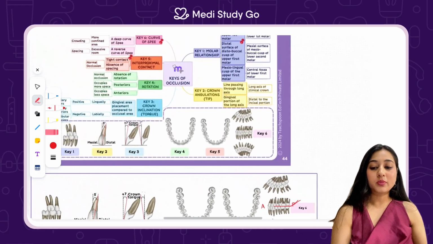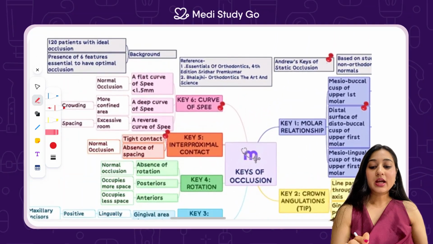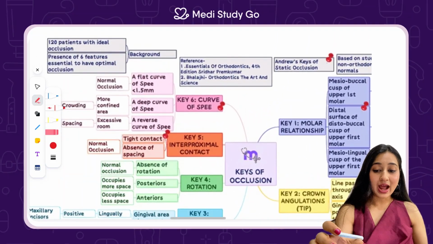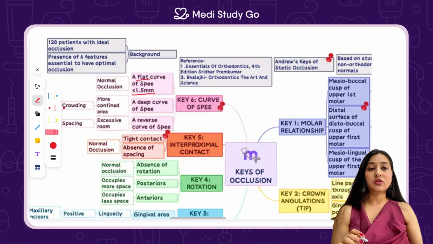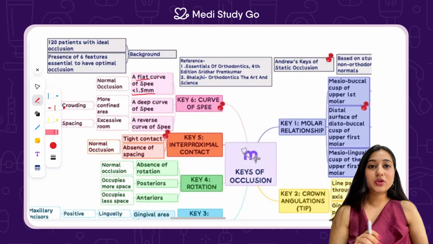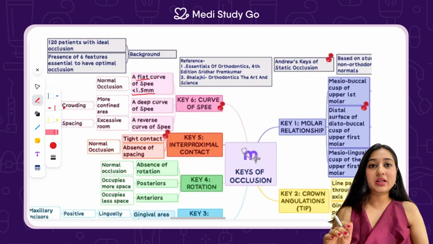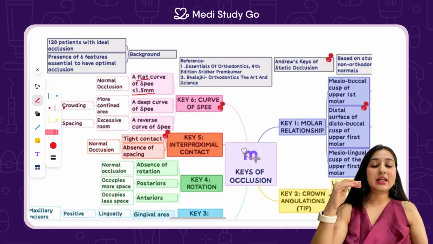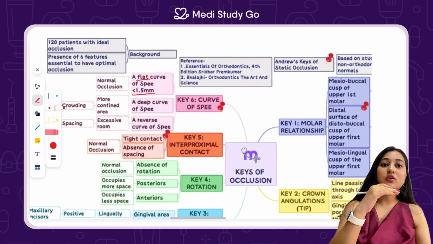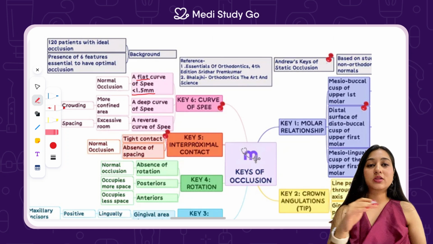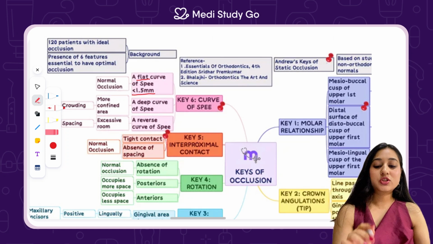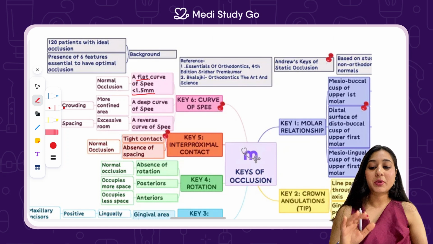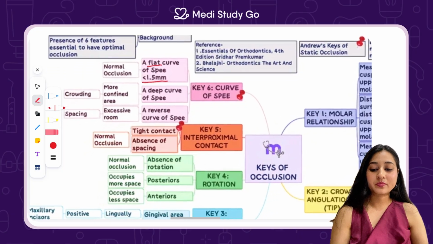Now in a normal ideal occlusion, a curve of Spee should be flat or it should be within 1.5 mm. So flat is the keyword over here. A normal occlusion should have a flat curve of Spee. That means the tips of the canine as well as the premolars and the molars all should lie on the same plane, which is just under 1.5 mm deviation from one another.